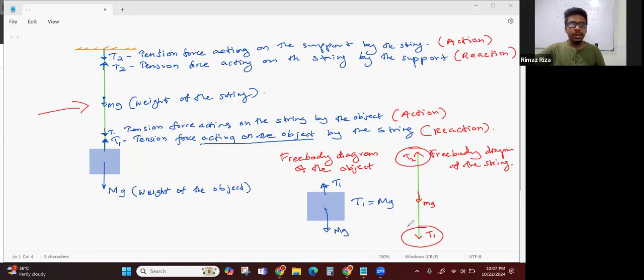The tension force acting on the string acts away from the string at the endpoints. Is that clear? So we'll write down: the direction of the tension force is always away from the string at the endpoints.